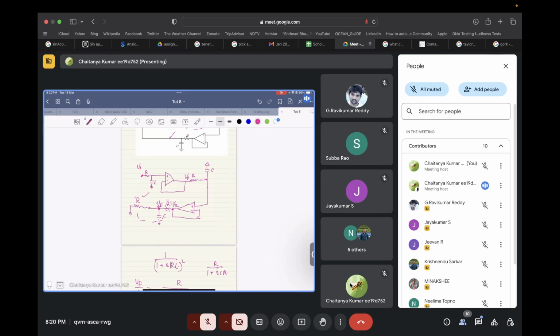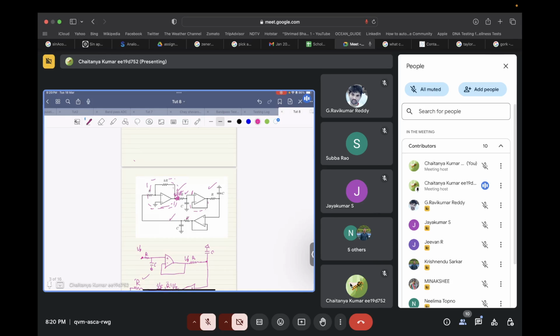Okay, now what we have to do is we need to find out the magnitude response at this particular frequency and then make sure that K times that magnitude response is equal to 1. That's how we will make sure that the system is oscillating.